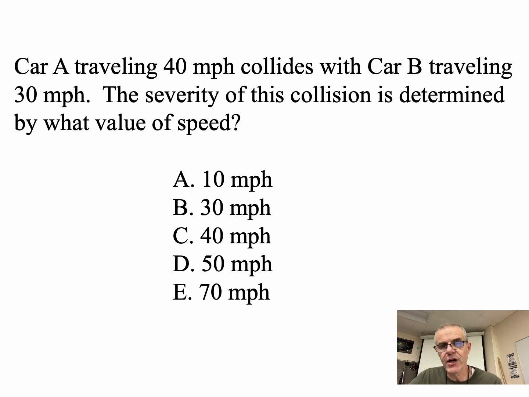Let's suppose you're in a car. Suppose you're in car B, and car A runs into you. Car A is traveling at 40 miles per hour, and you're going 30 miles per hour. How bad is that collision? Well, it depends on what's happening, actually. The answer could be any of the values shown, A, B, C, D, or E. If this were multiple choice, you don't have enough information to decide.